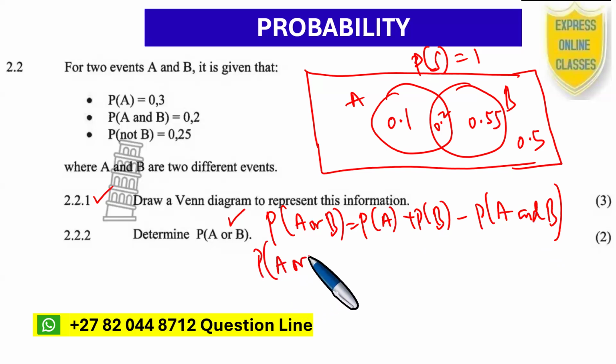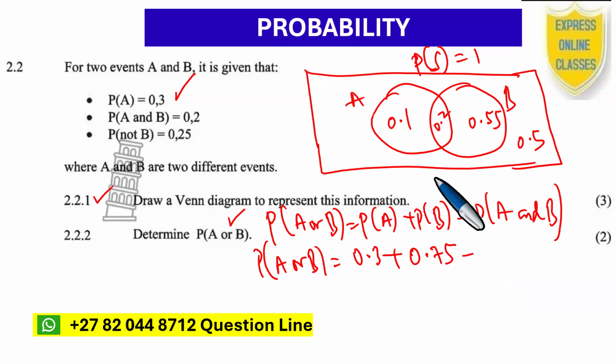So the probability of A or B is the probability of A. In this case, we can see the probability of A is 0.3. And the probability of B is this one plus this one, 0.2 and 0.55, is the probability of B in the whole event. So now it's going to be 0.75 minus the probability of A and B. A and B is the intersection, and the probability there is 0.2.